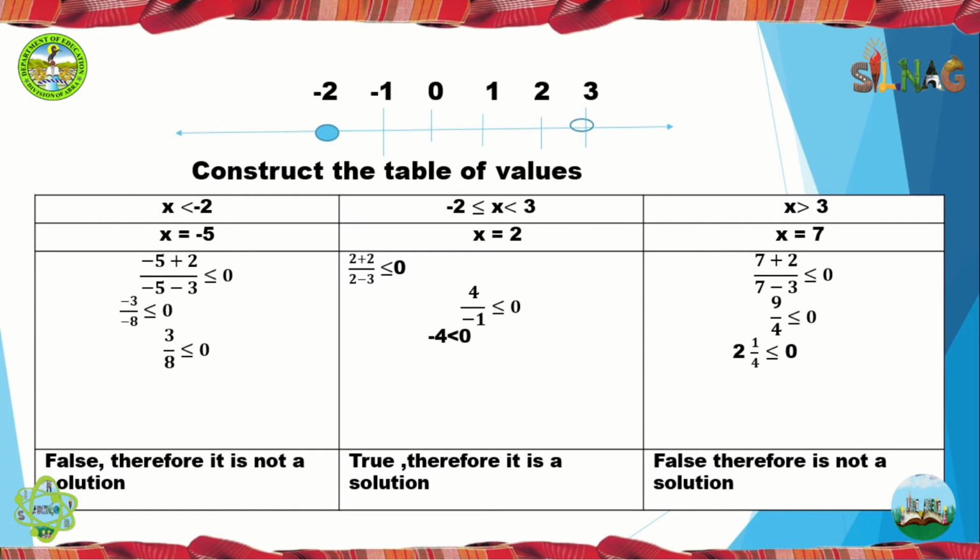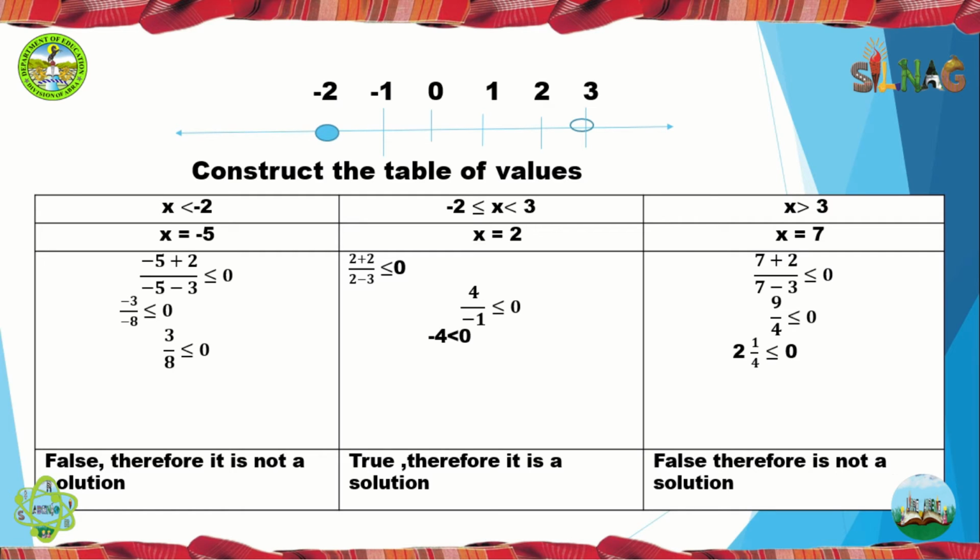Then we have in the first column, we use negative 5 as the value of our x. So we substitute: negative 5 plus 2 over negative 5 minus 3 is less than or equal to 0. Negative 5 plus 2 is negative 3. Negative 5 minus 3 is negative 8. Negative 3 divided by negative 8 is positive 3/8. Is it less than or equal to 0? Okay, so it is not because 3/8 is greater than 0. Therefore, the statement is false.